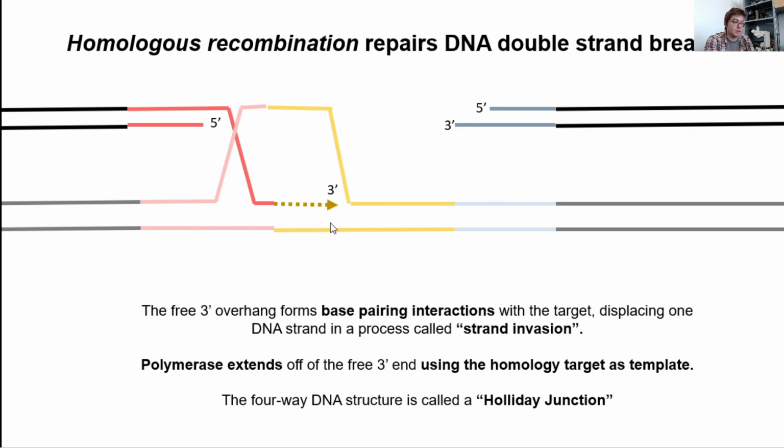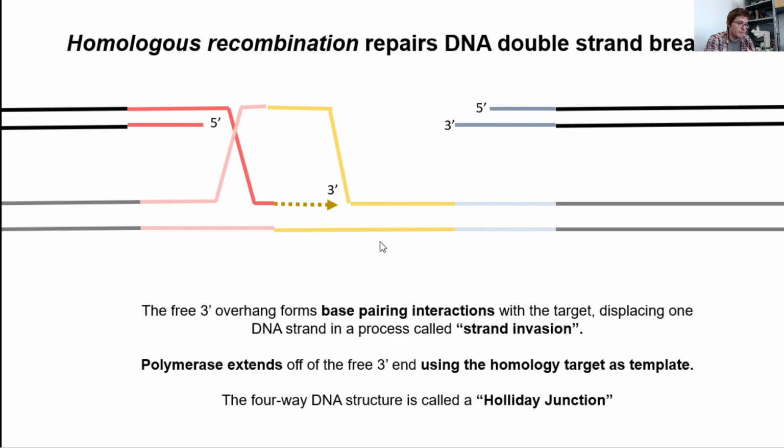And this is a process that's called strand invasion, when the 3' overhang sort of inserts itself into the DNA of the other one. And as I mentioned before, once you've inserted here, you have a 3' end which polymerase can extend off of, and it uses the homology target as the template. So basically, as it proceeds here, it's going to make a copy of all the sequence that is adjacent to the homology flanks.